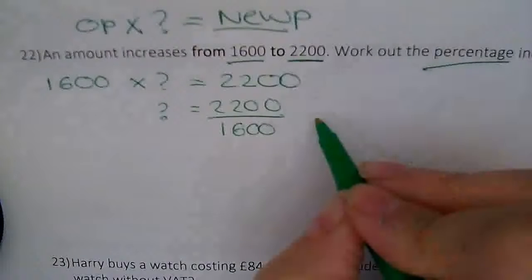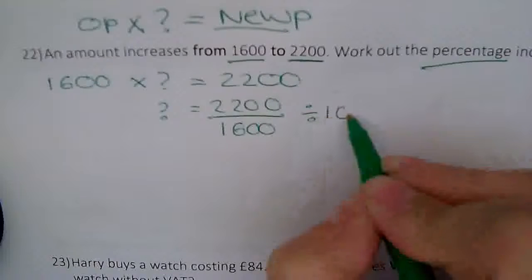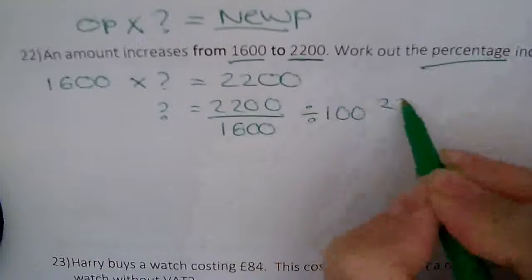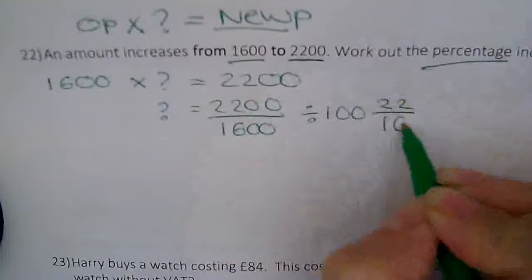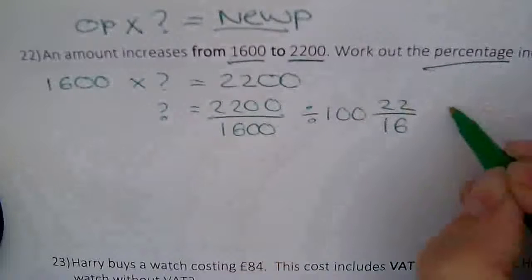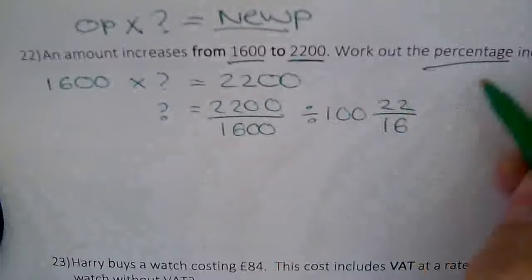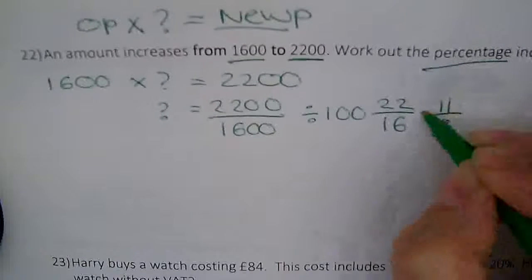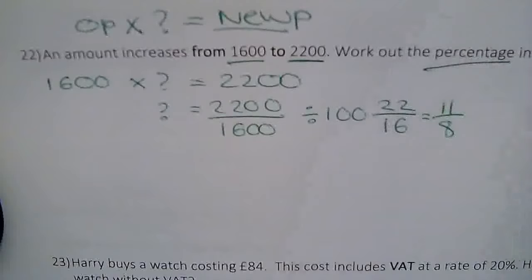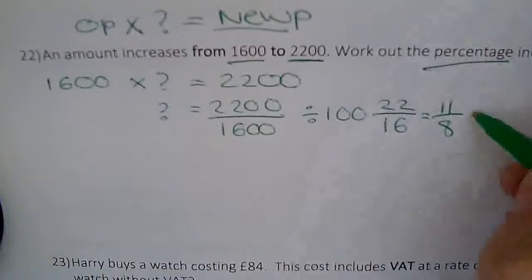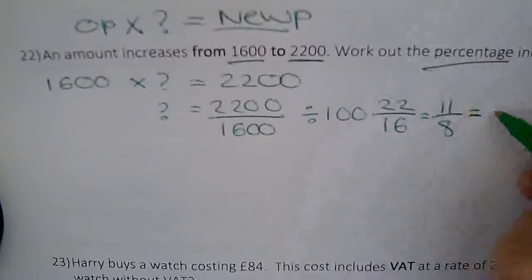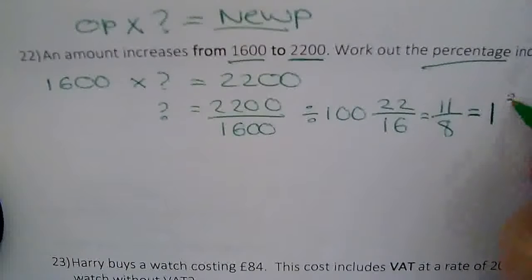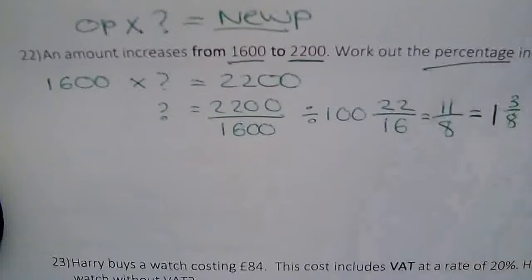Now, looks like a horrible fraction, but the first thing we can do is divide by 100, take that down to 22 over 16, and then we can half it, and that'll get us down to 11 over 8. Now, what do we know about 11 over 8? If we changed it to a mixed number, that is the same as 1 whole and then 3 eighths. 1 whole and 3 eighths.